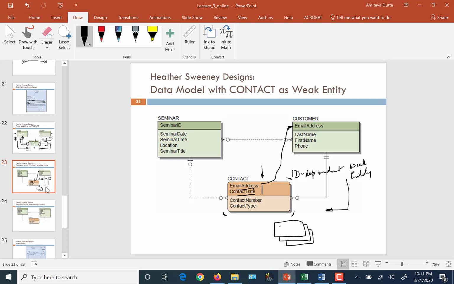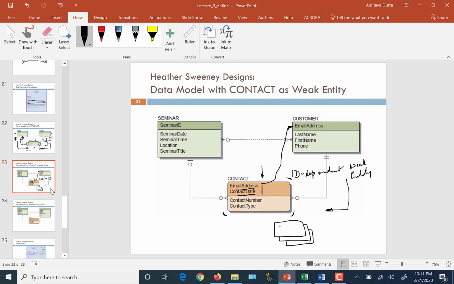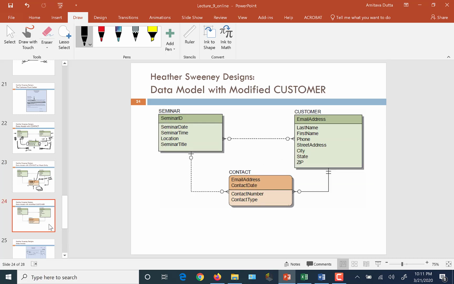Okay, so we have refined the ER diagram from what we had previously by changing contact to be a weak entity, simply refining that picture based on further analysis of the business application, namely the fact that you cannot have a contact letter go out before you have a customer. Contact can only exist because of the existence of the customer.